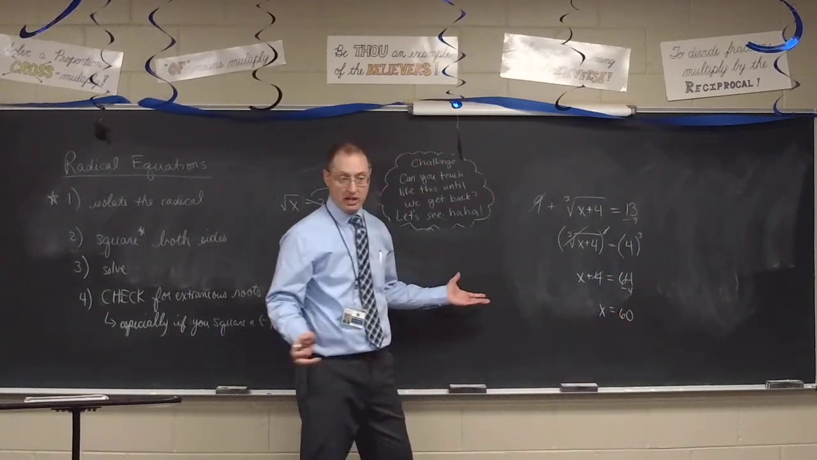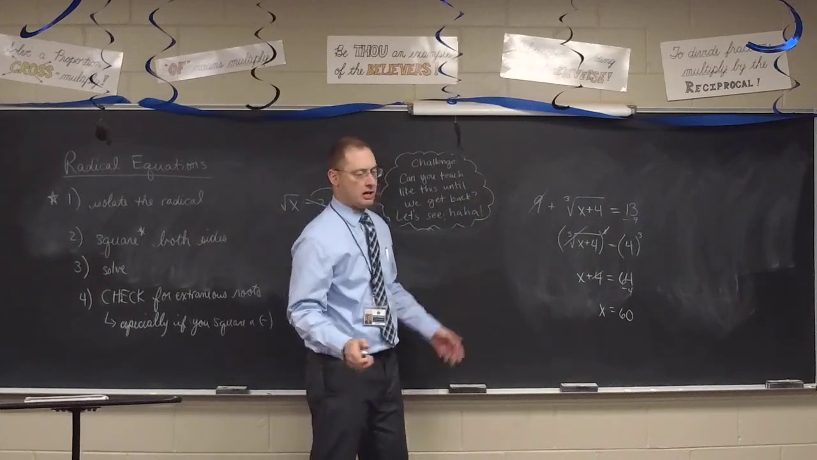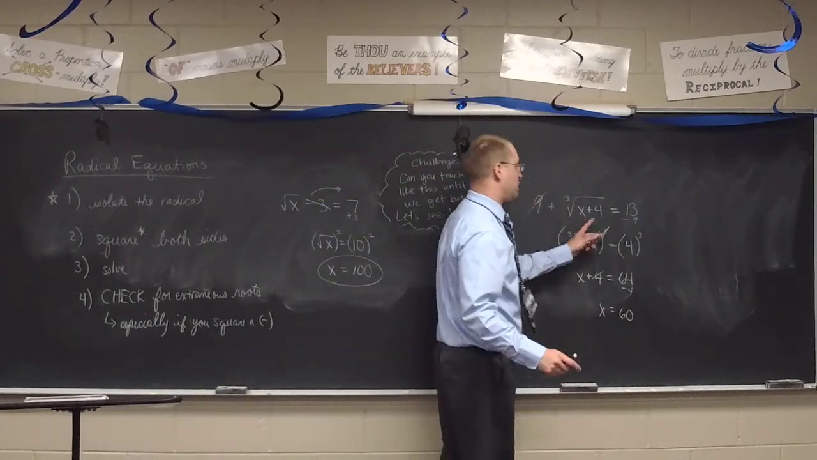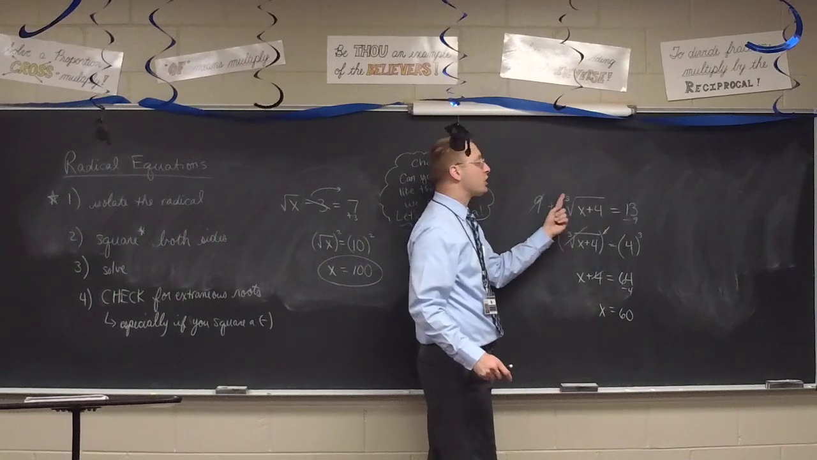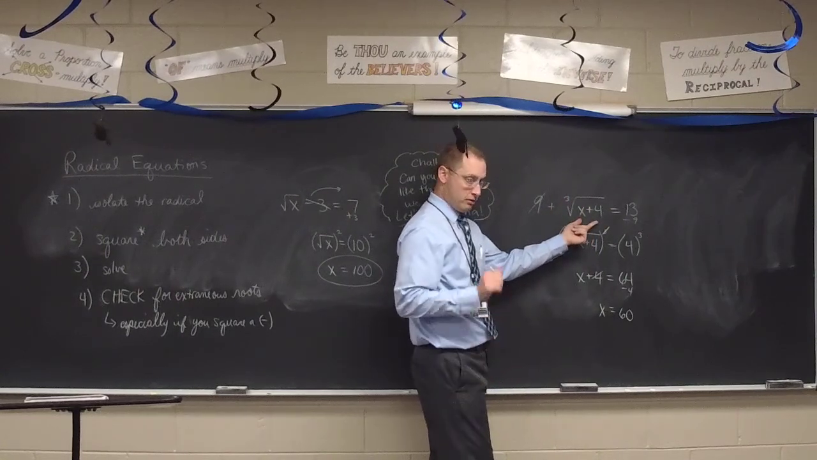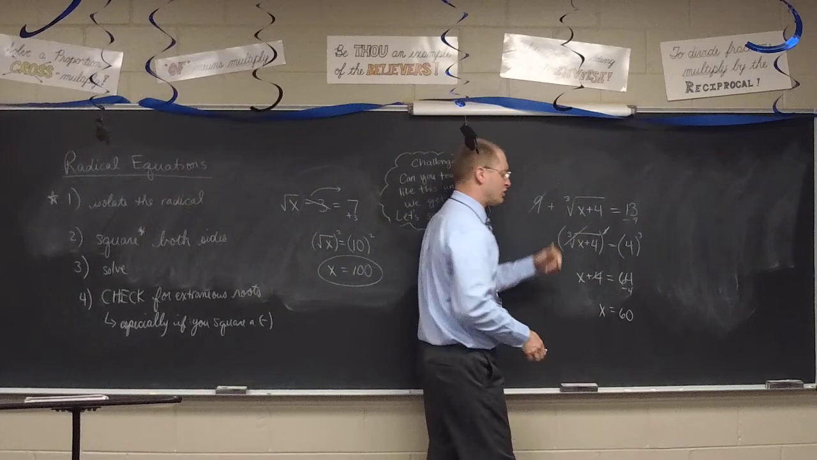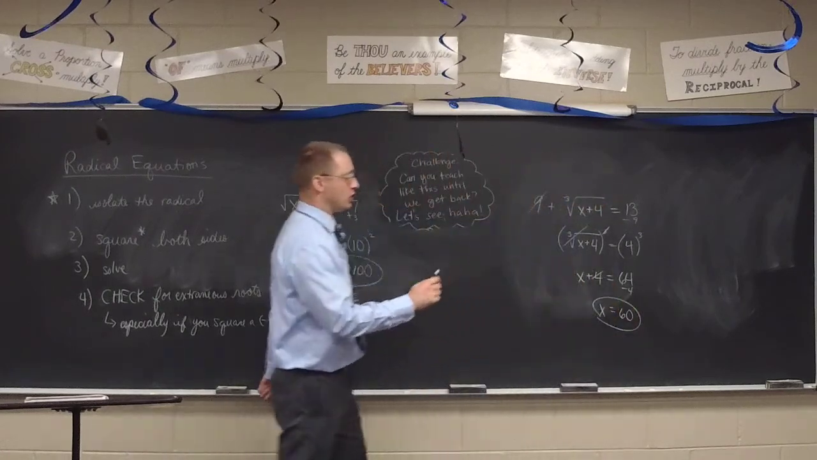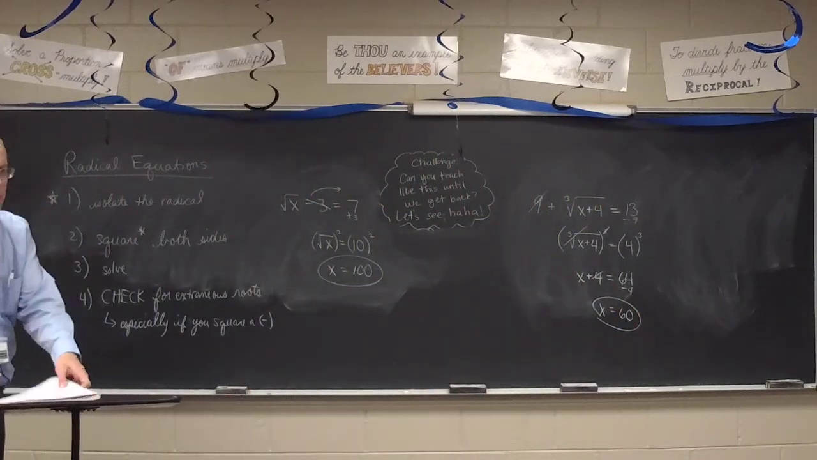At any point, did I square a negative? No. I didn't even square in this problem, but we should probably check anyway. 60 plus 4? 64. Cube root of 64. 4. It checks out. I was pretty sure it would, but always good to check and watch out for, what do we call those roots that don't work out?